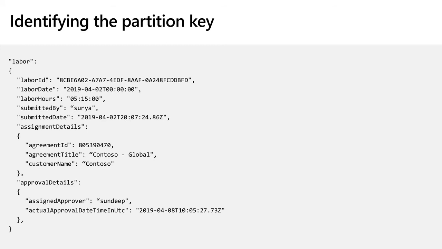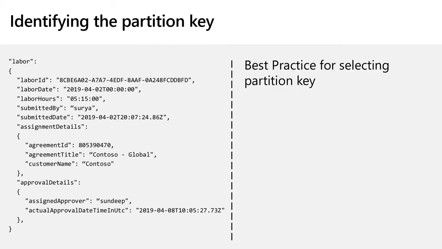You use embedded when it's a one-to-one or one-to-few relationship between the main object and the embedded objects, called the assignment details and approver details. If you have one-to-many or many-to-many, you use referencing. So let's look at the best practices for selecting a partition key. How do you partition your data for horizontal scaling?